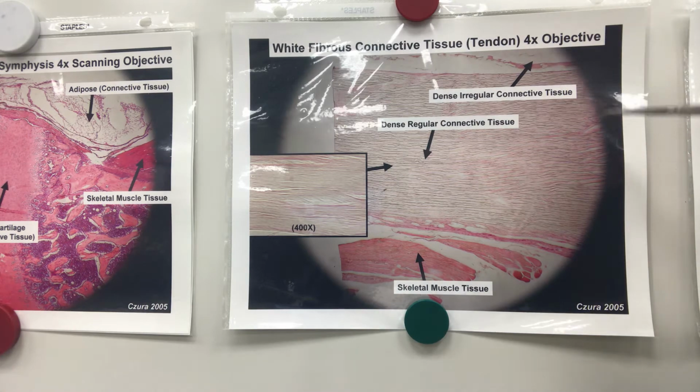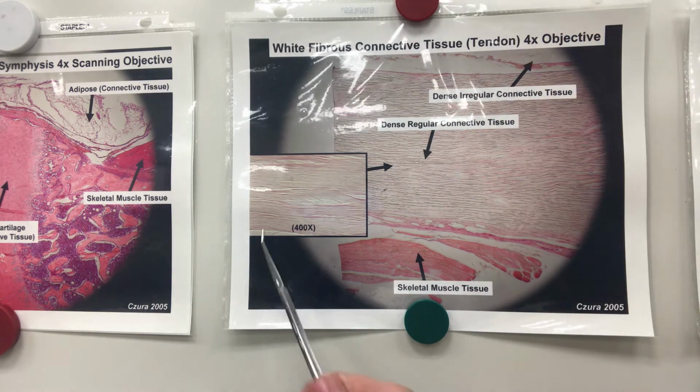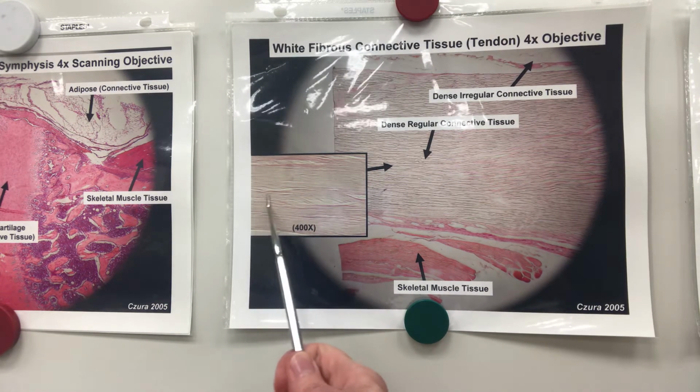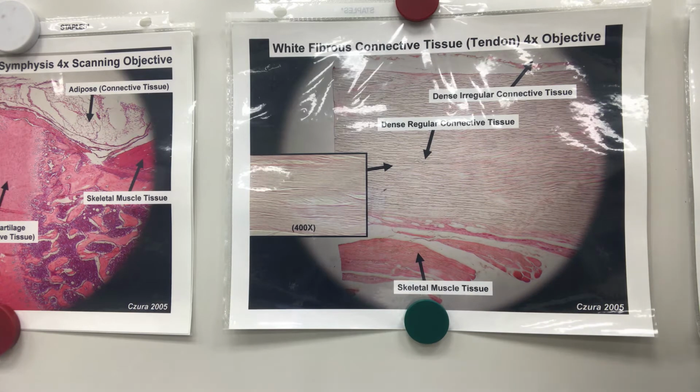And this is called dense regular because it's all parallel. You don't even really see too much in the way of the cell's nuclei. You can just see all the fibers going in one direction. We're going to find this in our tendons and our ligaments. Your tendons are what hold muscle to bone, and your ligaments are what hold bone to bone.